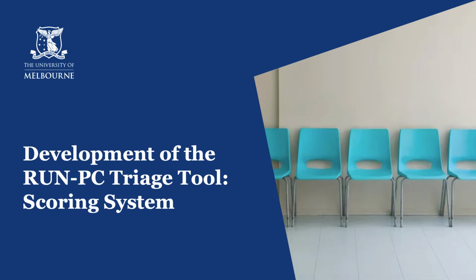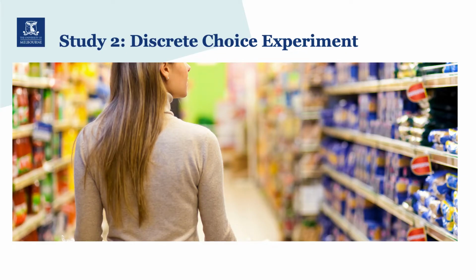So once we had these 7 triage factors from the qualitative work, we needed to work out a scoring system for them, how each of them should be weighted against each other to determine a final triage score. And to do this, we conducted a discrete choice experiment, which is used in economics and marketing, and you'll understand the concept when you think about your weekly food shopping.